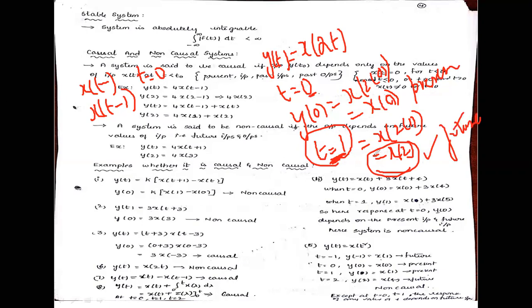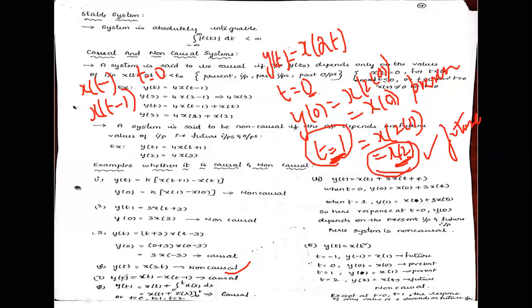Understood? Whether it is shown as x of minus 1 or x of minus 2 or x of 1, not a 2. Understood, my dear students? So it is a non-causal system. x of 2t is non-causal.